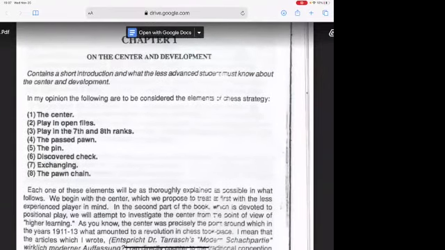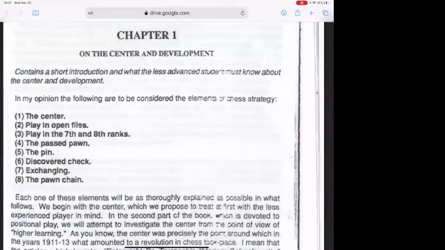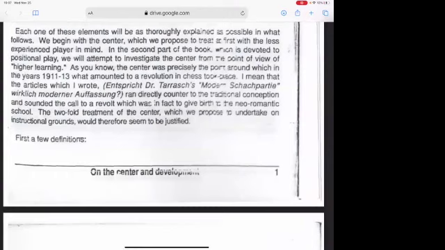Okay, so chapter one contains a short introduction and what the less advanced student must know about the center and development. In my opinion, the following are to be considered the elements of chess strategy: one, the center; two, play in open files; three, play in the 7th and 8th ranks; four, the passed pawn; five, the pin; six, discovered check; seven, exchanging; eight, the pawn chain. Each one of these elements will be as thoroughly explained as possible in what follows.